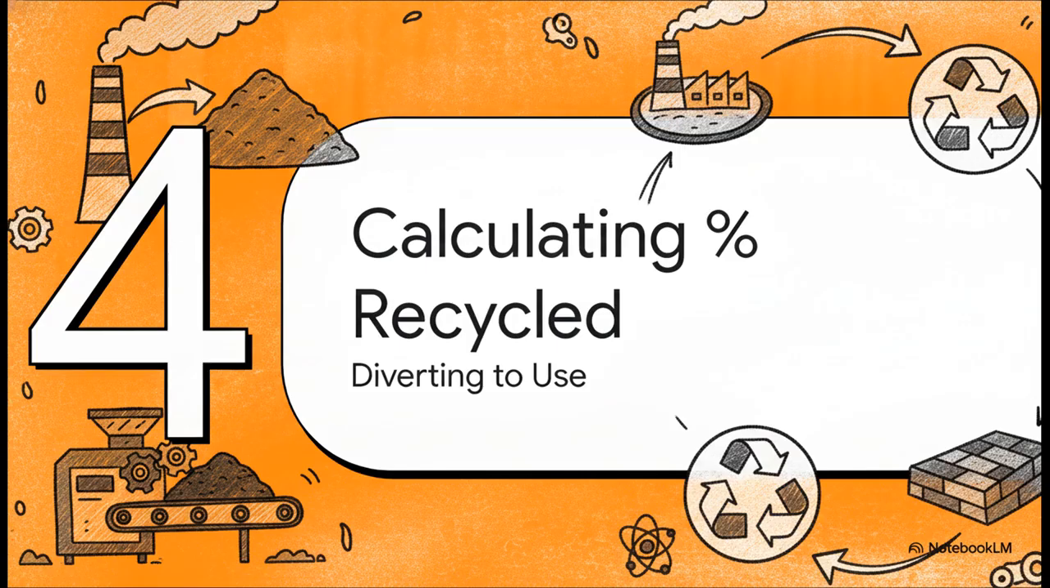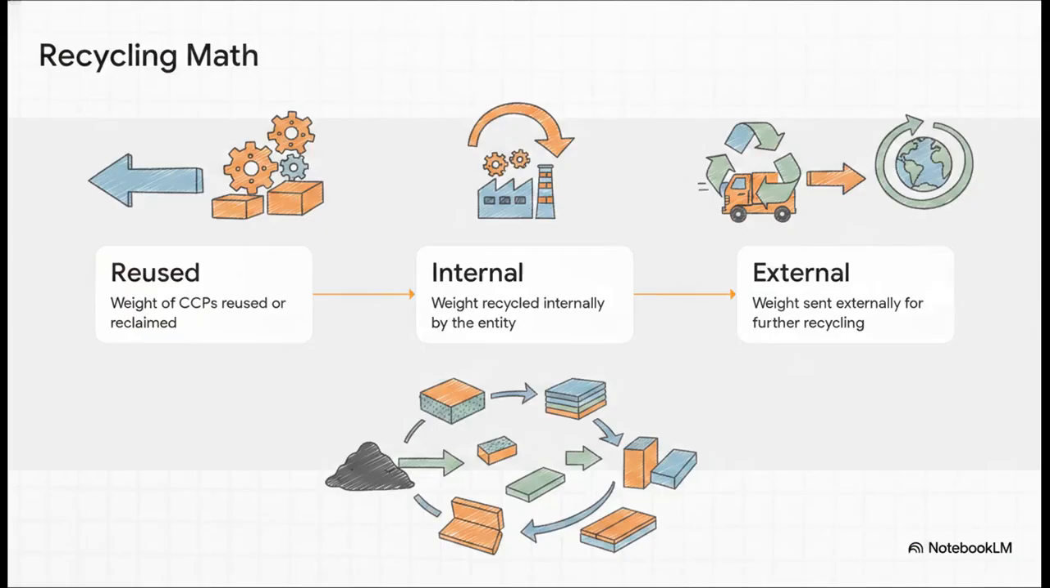All right, Section 4, calculating percentage recycled. So how does a company actually calculate that crucial percentage? Well, the SASB standard gives a very specific formula for the numerator here. To count as recycled, the CCPs have to be converted into new materials or objects, real circularity that prevents waste. You get this number by adding up 3 distinct steps. Step 1, the weight of the ash that is directly reused or reclaimed. Step 2, the weight that the company recycles internally through their own treatment processes. And step 3, the weight of the material they send or sell to a third party for external recycling.